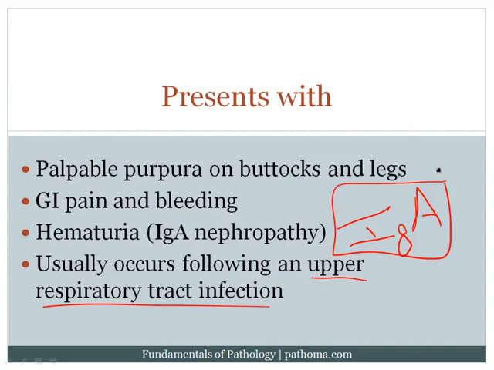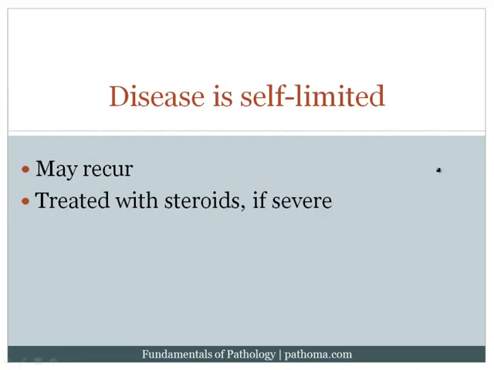Remember that I defined HSP as a vasculitis due to IgA immune complex deposition. So it should not be difficult to remember that when patients get an upper respiratory tract infection, that's when they're going to present with this vasculitis, because again, you're getting excessive production of IgA. The disease is self-limited, but it can recur, and if it's very severe, you might consider treating it with steroids. But generally speaking, it's self-limited and will resolve by itself.